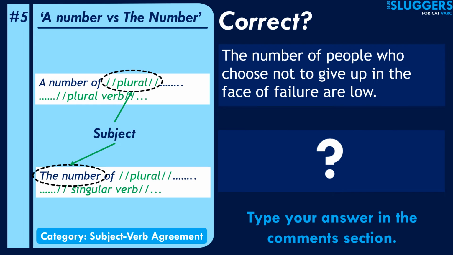Now look at an example that you can try by yourself. The sentence that I've given you here is, the number of people who choose not to give up in the face of failure are low. So do you think this sentence is incorrect? If yes, if not, let me know in the comment section, and if yes, what do you think should be the correct way of expressing this sentence? Let me know in the comments. Thank you.